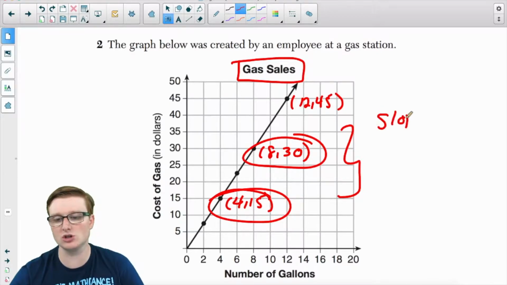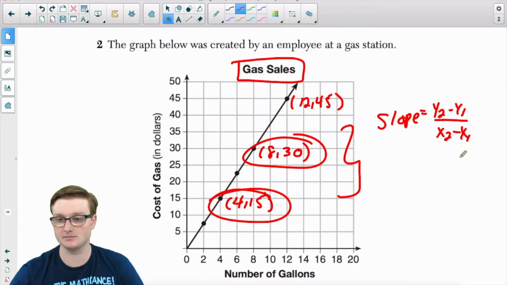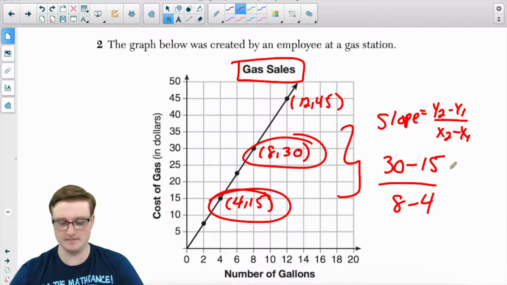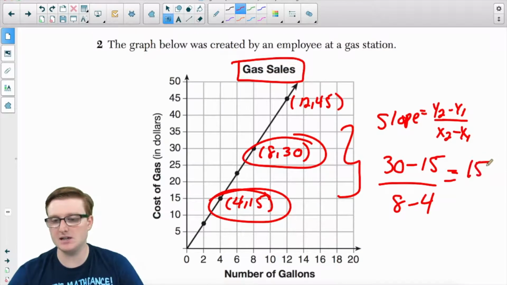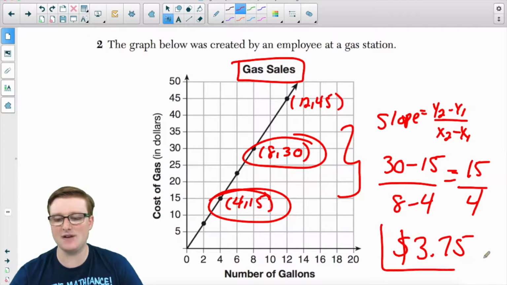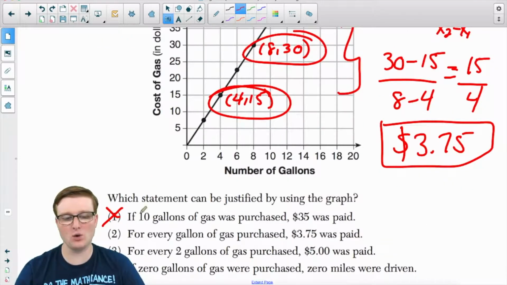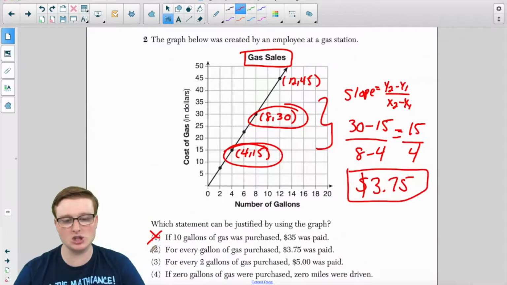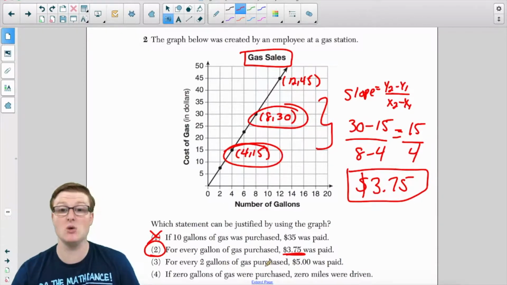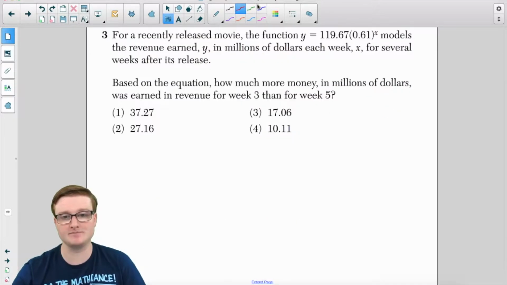So remember that your slope is your y2 minus y1 over x2 minus x1. So this is going to be 30 minus 15 all over 8 minus 4. This will give you 15 over 4, which is equivalent to $3.75. So therefore, your answer is definitely going to be choice 2, because for every gallon of gas purchased, yes, $3.75 was paid.